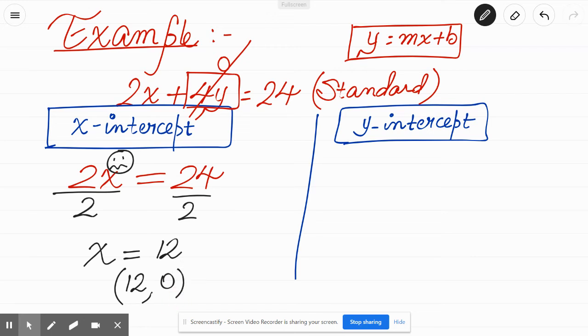Next up, for y-intercept. Remember, for y-intercept, we will put the term x equals to 0. So our question was 2x plus 4y equals 24.